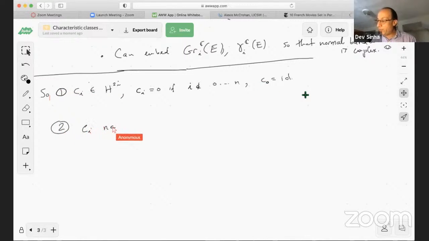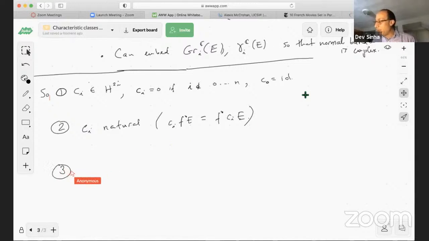C_i are natural. That is, C_i of f upper star E is f upper star C_i of E. This is pretty immediate because we can also pull back the section, and we thus are pulling back sort of all the data that makes the Thom cohomology class. And then you have the Whitney sum axiom.